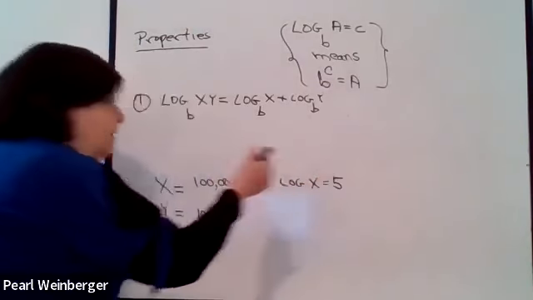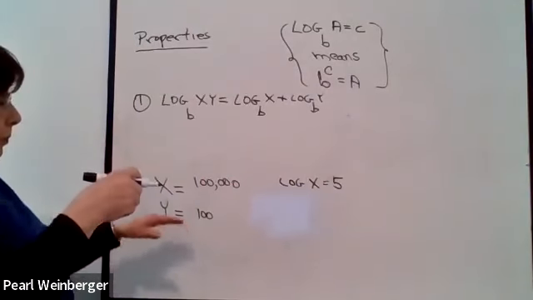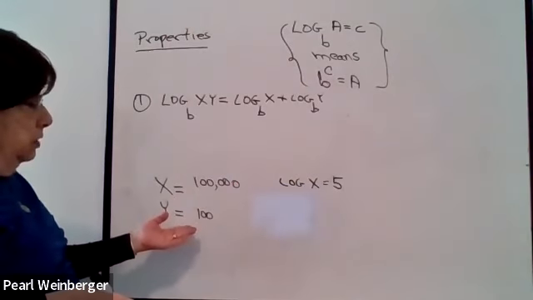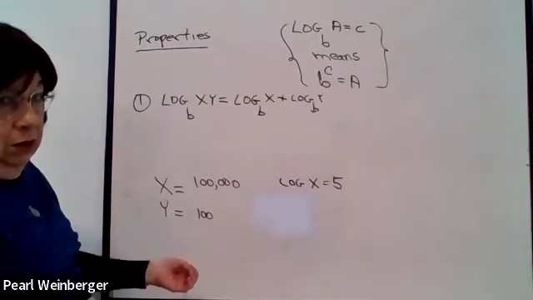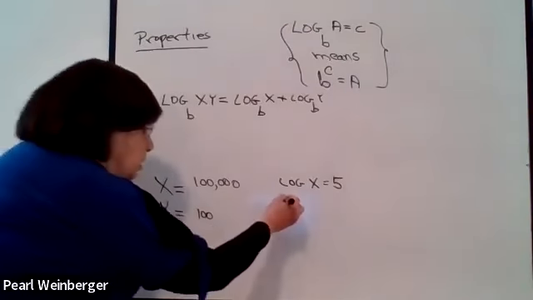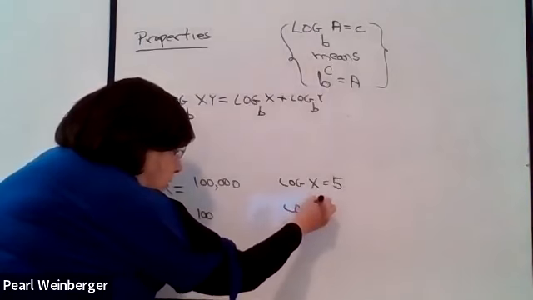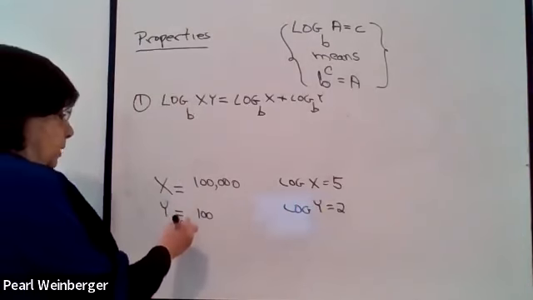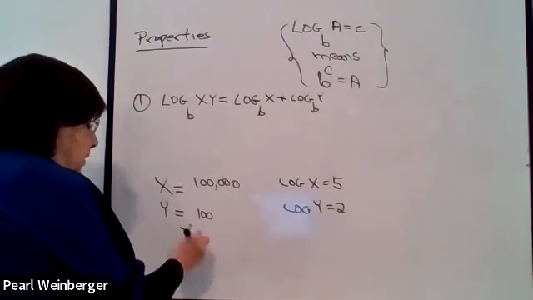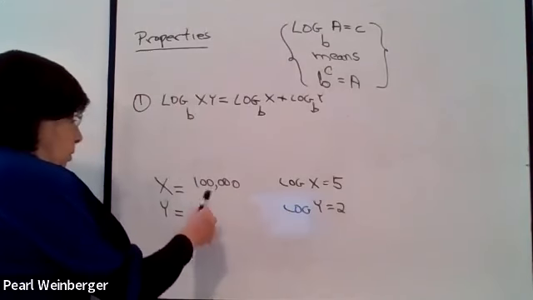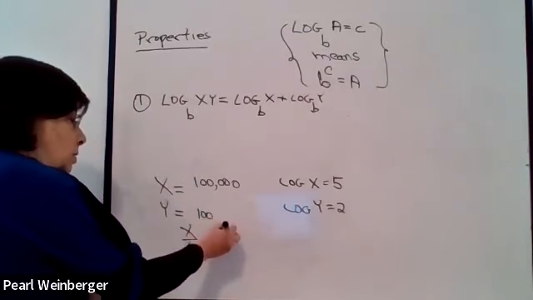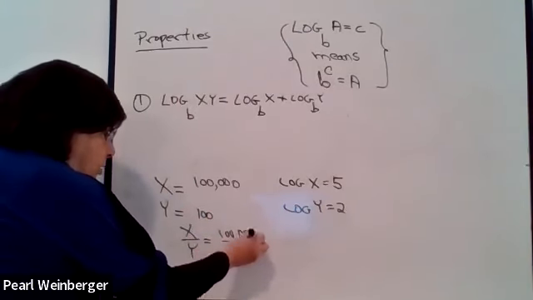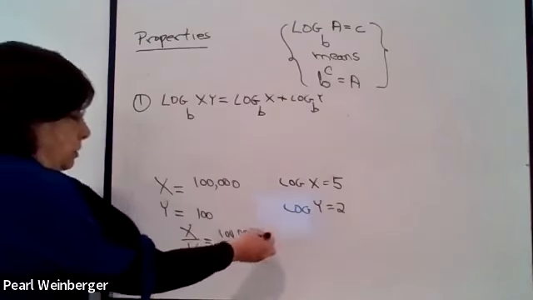Remember, the log is the exponent. What is the log of y? Well, 10 to what exponent will give me 100? Obviously 10 to the 2. The log of y is 2. Again, all I have to do is count the zeros. Now, what if I do x divided by y? What is 100,000 divided by 100 equal to? Well, that's easy. 100,000 divided by 100 is 1,000.